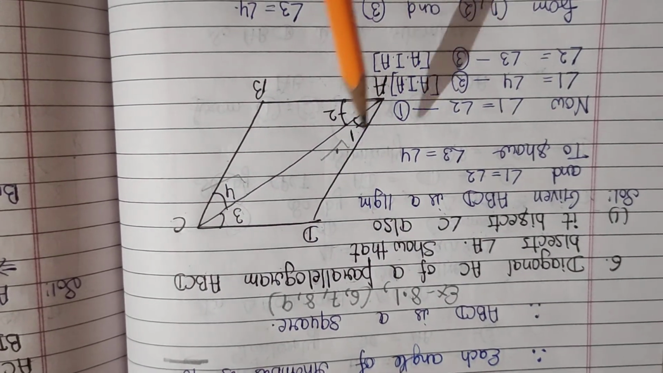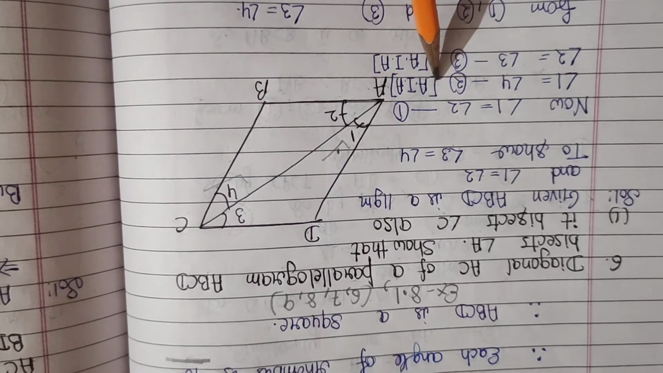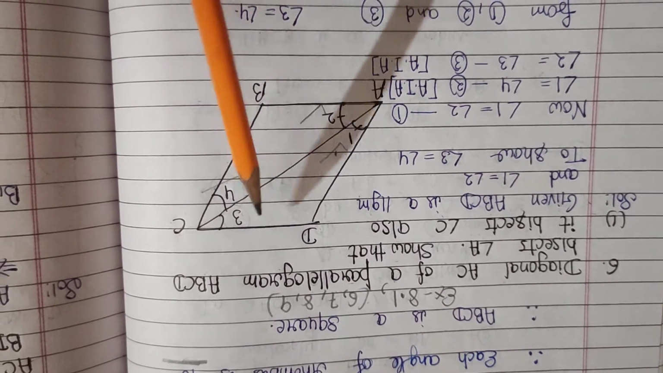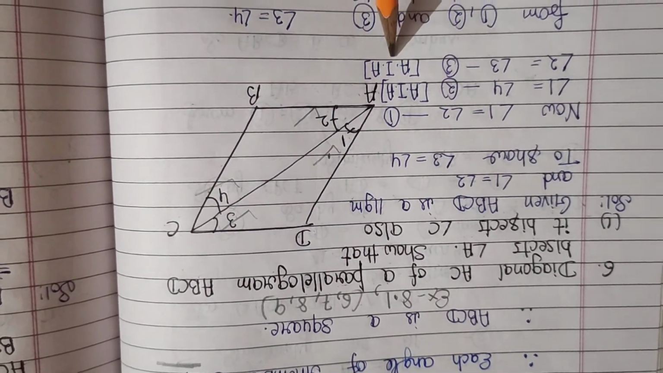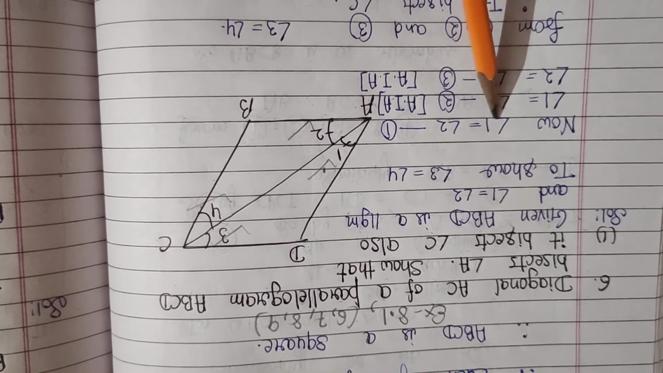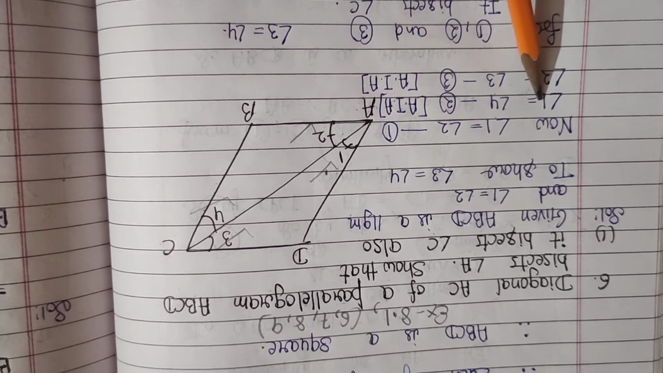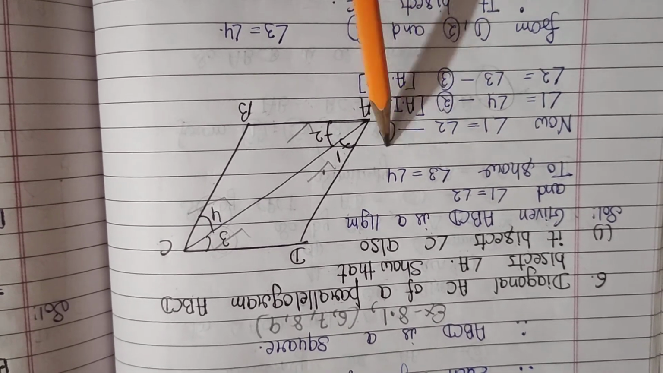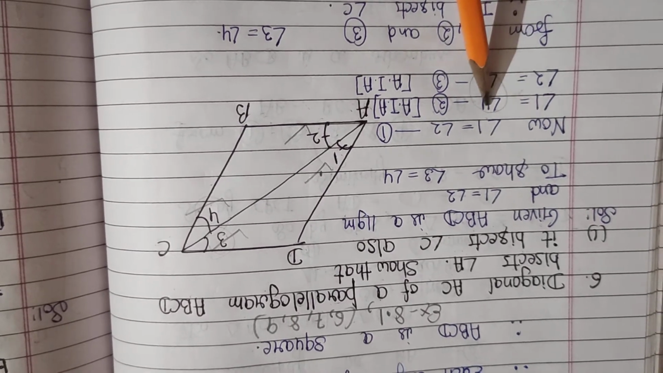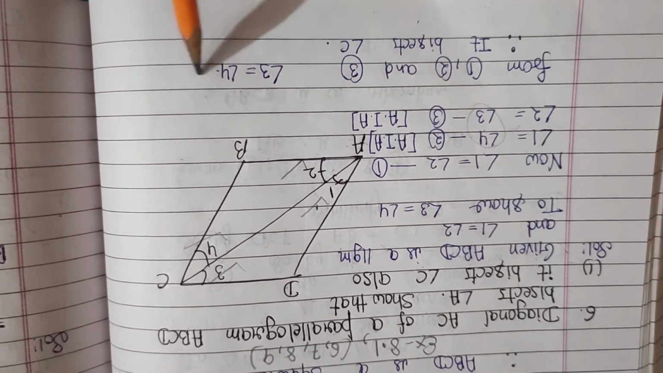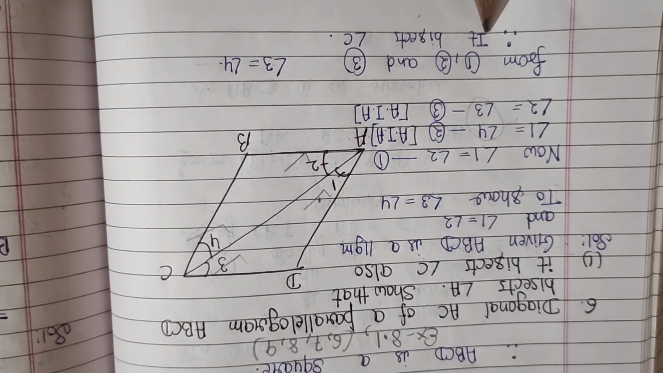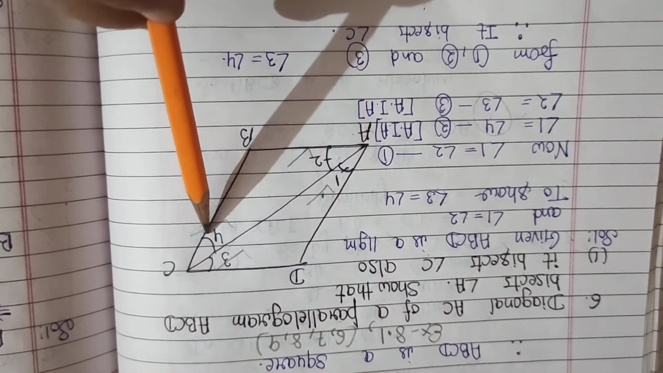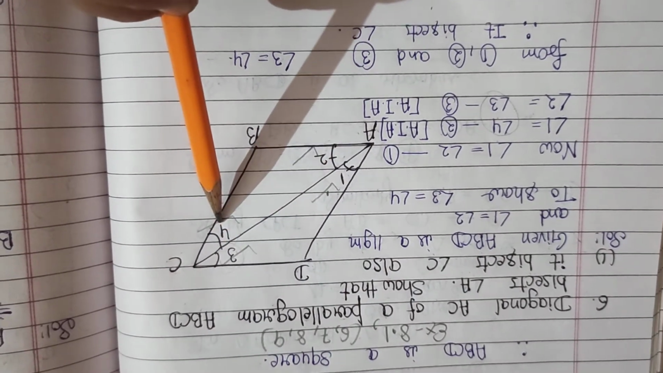ABCD is a parallelogram. So angle 1 and angle 4 are alternate interior angles. So they are equal. Similarly, we can say angle 2 is equal to angle 3. Same again, alternate interior angles. Angle 1 is equal to angle 2. The value of angle 1 is angle 4. The value of angle 2 is angle 3. So from the 3 equations, angle 3 is equal to angle 4. It means diagonal AC bisects angle C also. Here angle C is angle 3 plus angle 4, but both are equal.